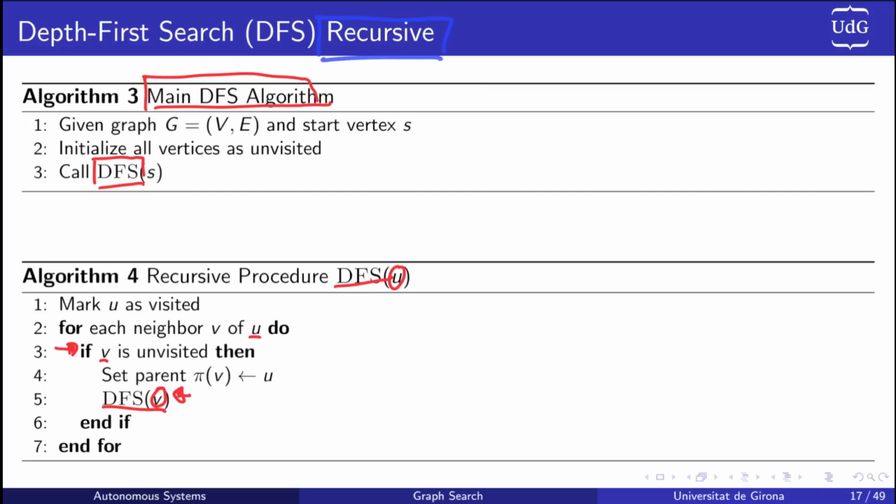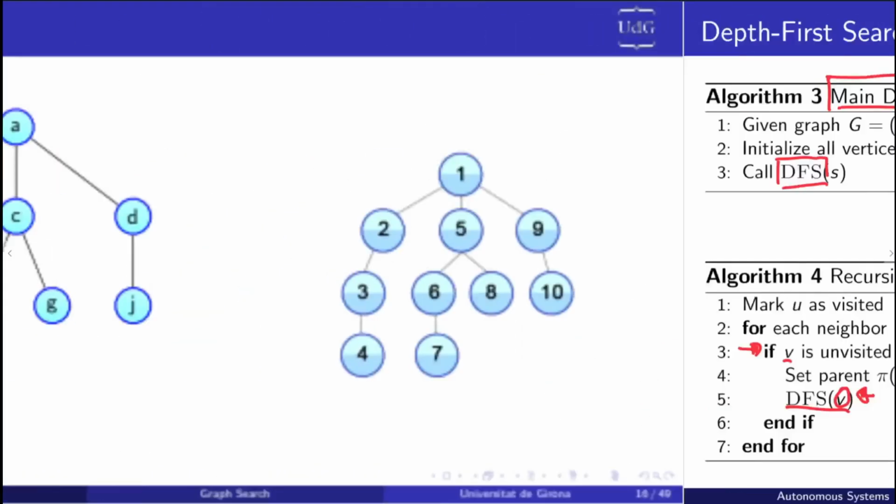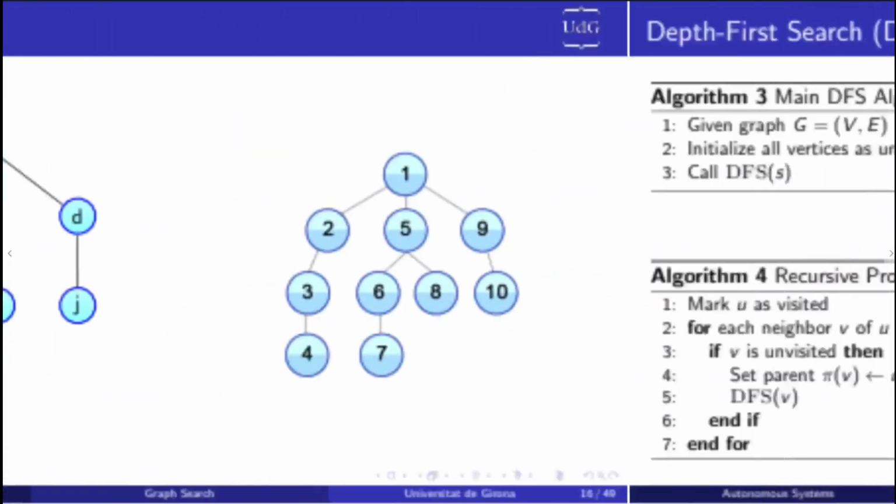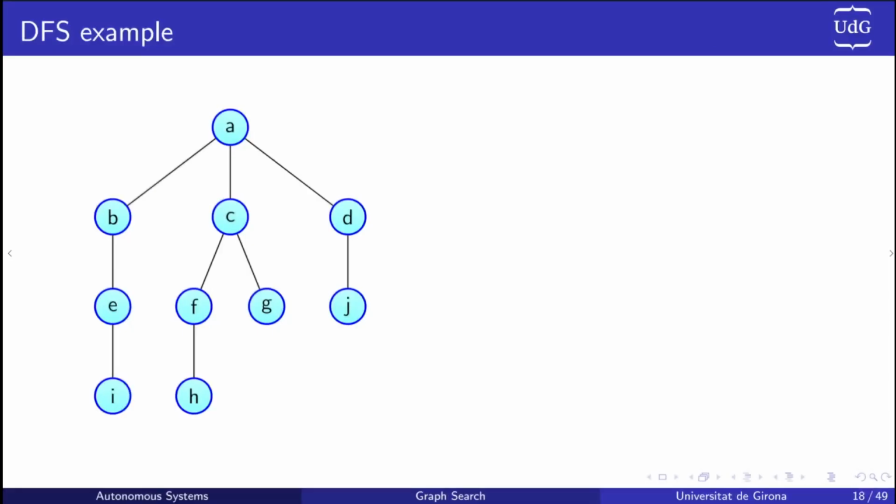If you apply this recursive algorithm instead of the queue-based algorithm, sorry, the stack-based algorithm that I show you here, what you will obtain is that we first start in A, then for all the childs of A, we go to the first one, that is B, and in B, for all the childs of B, we call the algorithm recursively, then we go to E, then for all the childs of E, we call the algorithm recursively, then we go to I. Because I has no childs, we return, because E has no more childs, we return, because B has no more childs, we return, and then we continue for the second child of A, that is C, now B is 5.